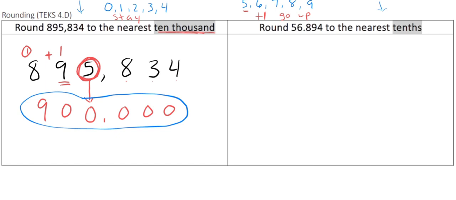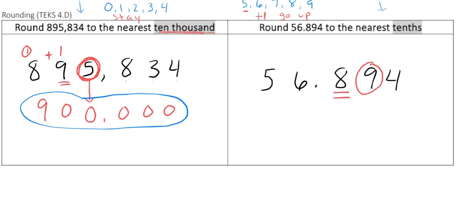Okay, let's do the next one. We're following pretty much the same exact rules. So let me write my number. It says the tenths. Okay, so my 10th place is right here. This is my 10th place. I circle my partner. This is where my zeros start. Everything to the right becomes 0.